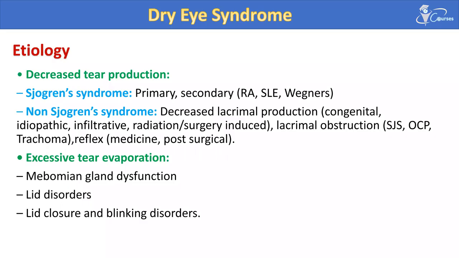Dr. Islam, the source of the aqueous layer is the lacrimal gland or the accessory glands, both of them, but the main part is from the lacrimal gland. Okay, so this will be the etiology of dry eye.